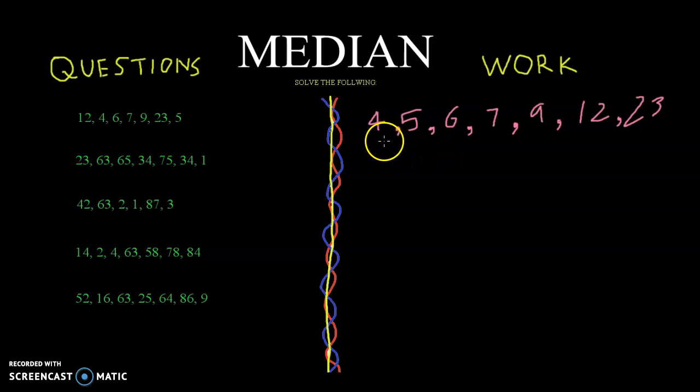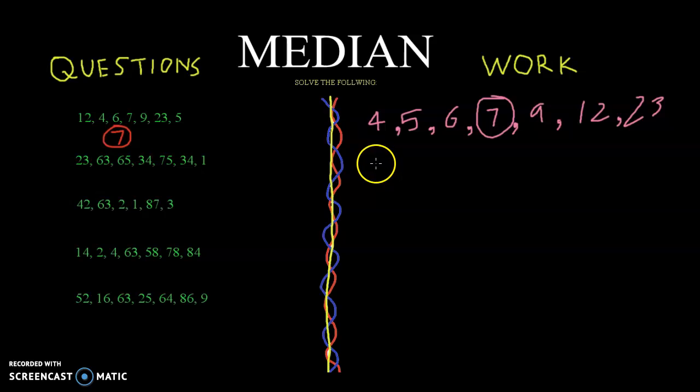Okay, so now let's find the median. 1, 2, 3, 4, 5, 6, 7. So there are 7 numbers, so there will be only one median, which is 7. And we have our answer right here. 7 is the median, okay? That's good, right?